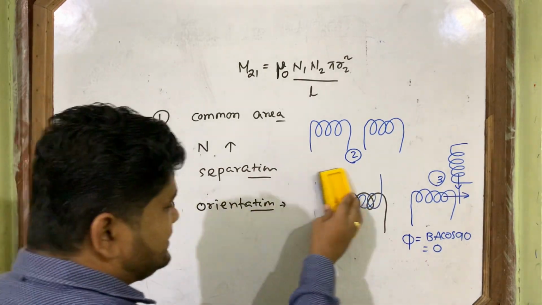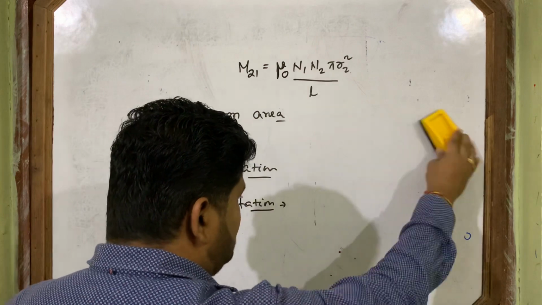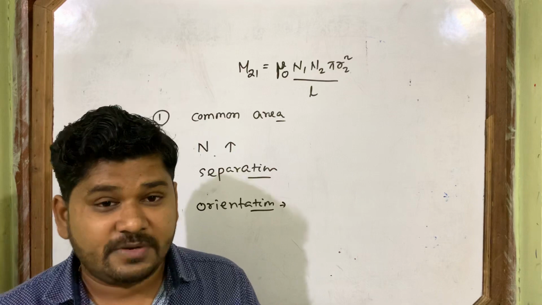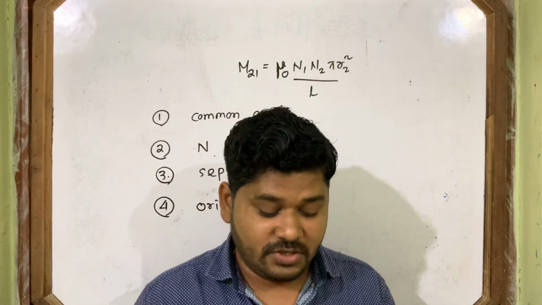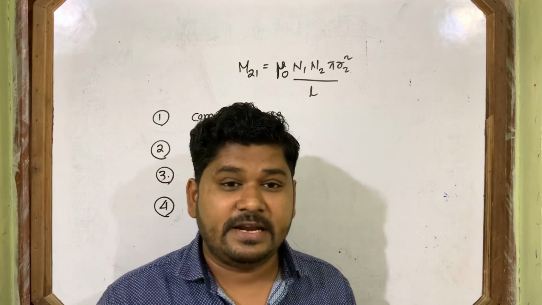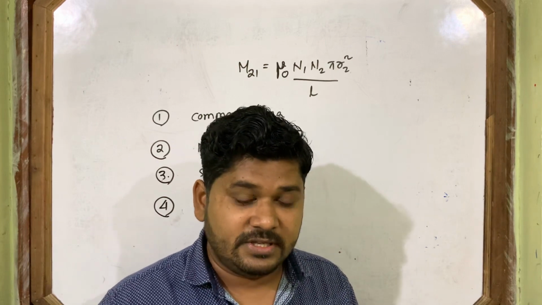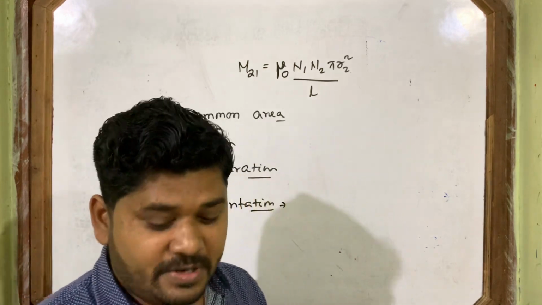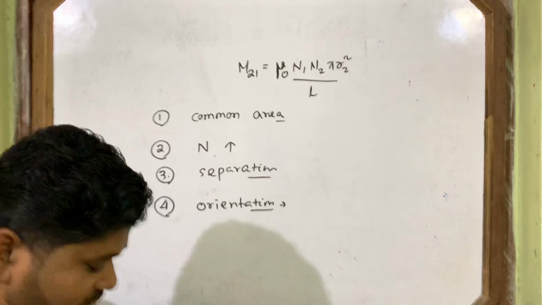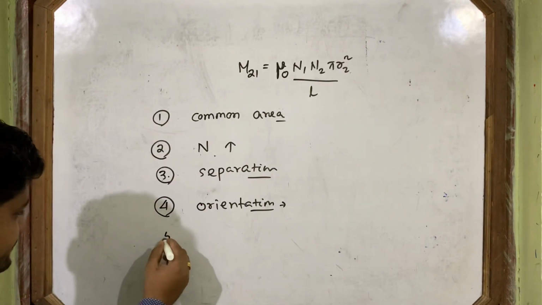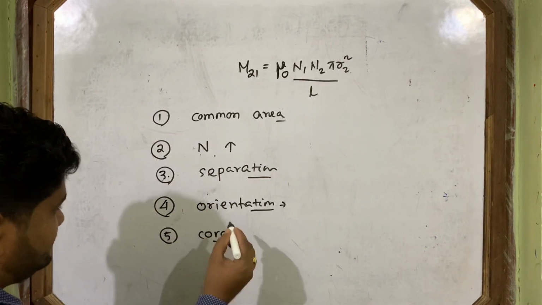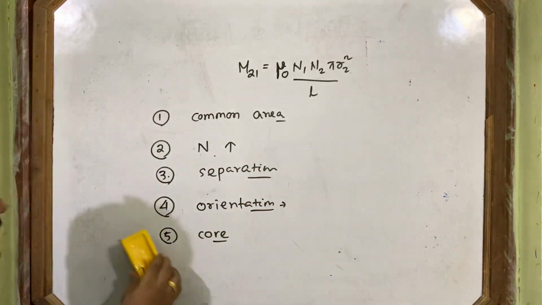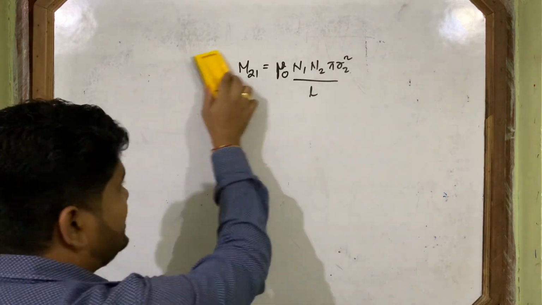Mutual inductance also depends on the material. What material are you taking? If the two coils are kept on a soft iron core, or any ferromagnetic substance as the core, then mutual inductance will increase mu r times. Relative magnetic permeability times, mutual inductance will increase. So it also depends on the core of the material.